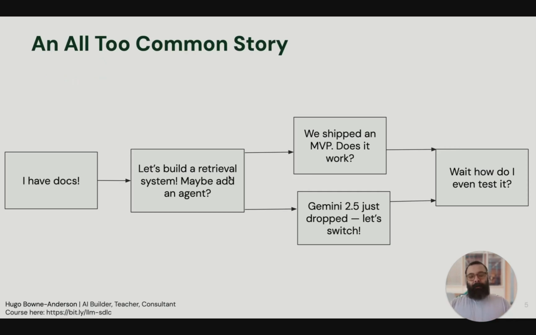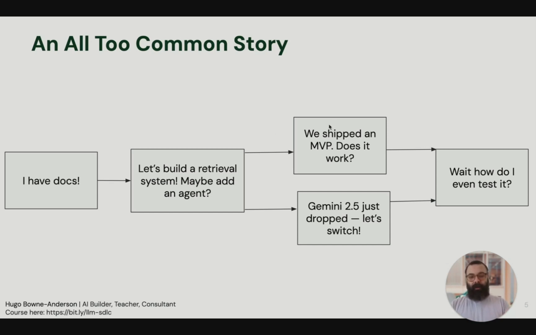I talk with a lot of people and help a lot of people ship AI systems and products. And one of the most common stories I've seen over the past couple of years is, I have documentation. Let's build a retrieval system, some RAG, some infinite RAG, whatever it may be, agentic RAG, maybe add an agent. Then one of several things will happen. And some of the two most common are, we shipped an MVP.